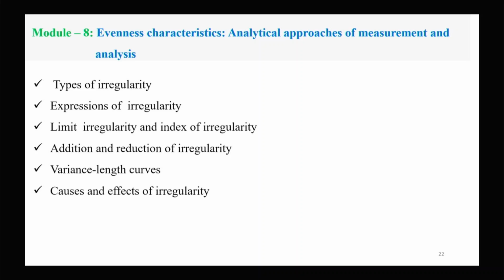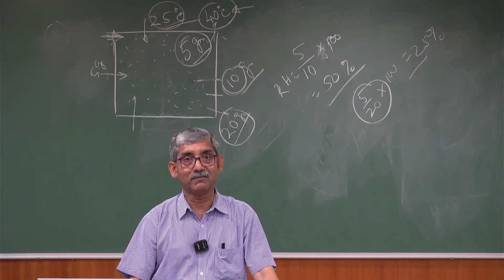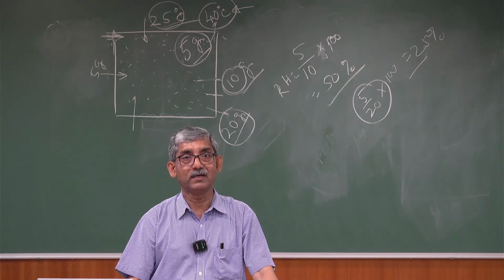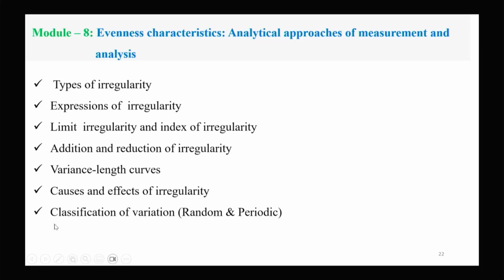How to interpret the variance length curve, causes and effects of irregularity, and classification of random and periodic variation, that we will discuss. Random variation is mainly due to the raw material, mainly fiber, and periodic variation is mainly due to the machine defect, machine component defect, maybe pinion, maybe roller eccentricity, that is there. And measurement of data evenness, how to measure it, and data analysis, this we will discuss.